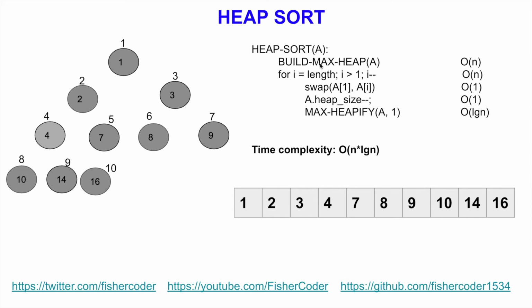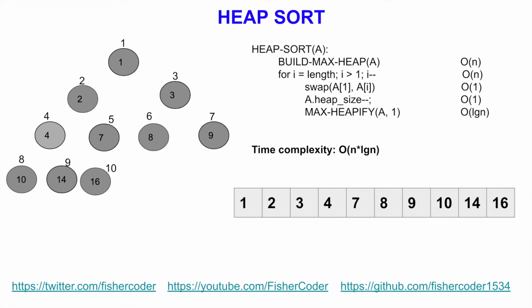Why is this? There's a for loop here. It's going to be O(n) times O(log n), because every single element, minus one element, is going to need O(log n) time. That's why the entire time complexity of heap sort is going to be O(n log n).